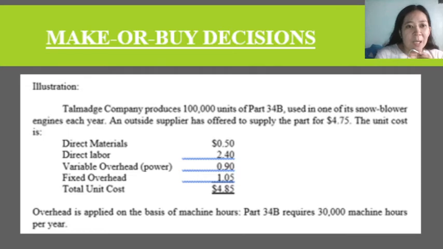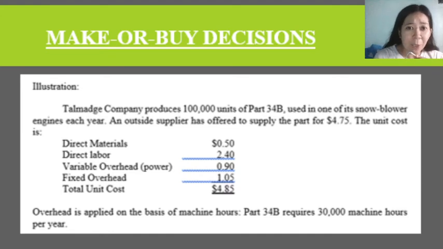We have here an illustration to understand better this concept of the make or buy decision. Let us take the Talmage company. They produce 100,000 units of part 34B. This part is used in one of its snow blower engines each year. There is an outside supplier that offered to supply the part for $4.75. The unit cost is as follows.